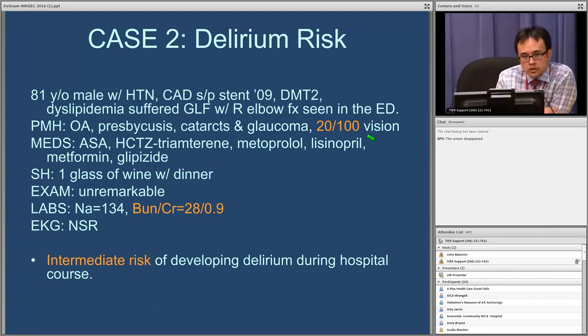So coming back to the case of this gentleman, not only would a person do a cardiovascular risk assessment, well, what's his risk of having a heart attack going into surgery? Well, what's also his risk for developing delirium after his surgery?